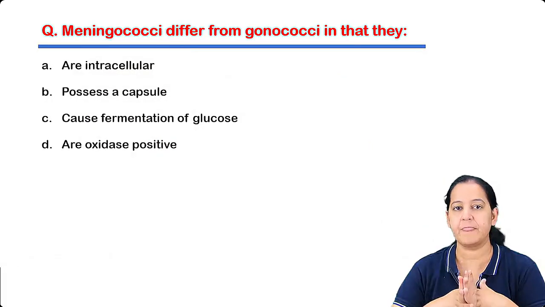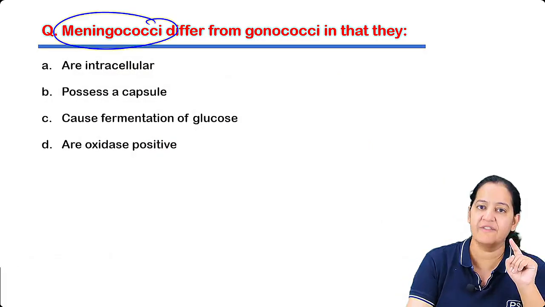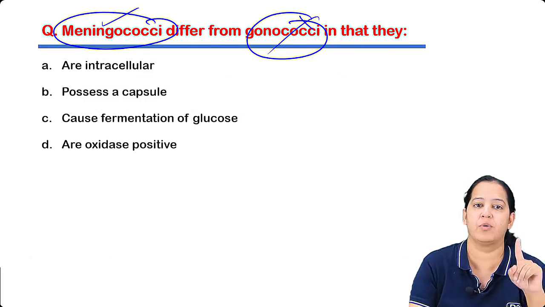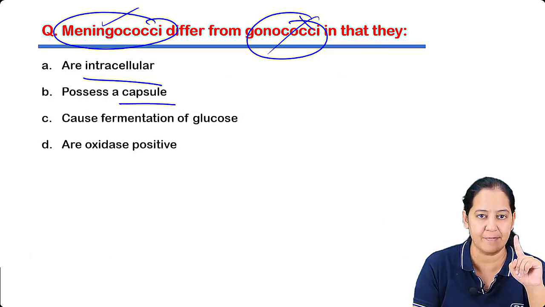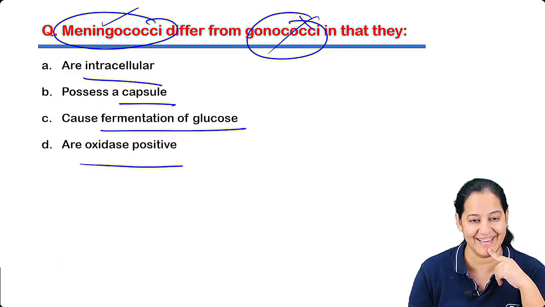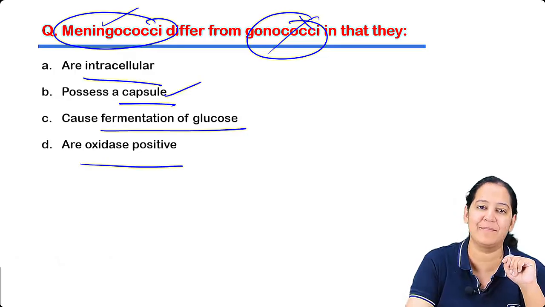First. Meningococci differ from gonococci in what? What additional thing do they have that the others don't? Tell me such a thing. They are intracellular. They possess a capsule. They ferment glucose. They are oxidase positive. What is the correct answer, people? Yes. So capsule is something unique present here but not here.